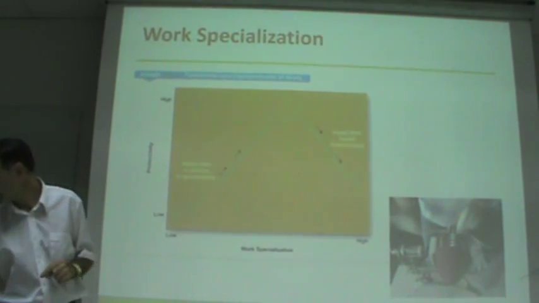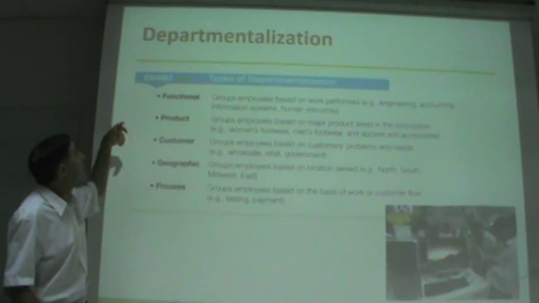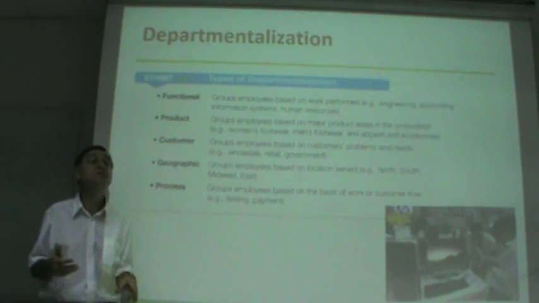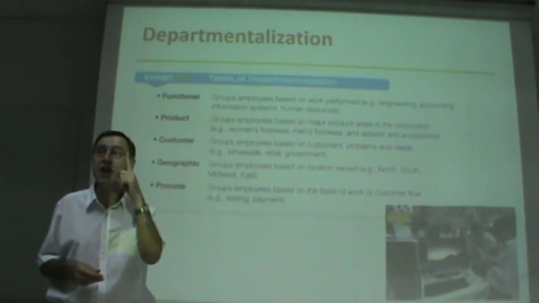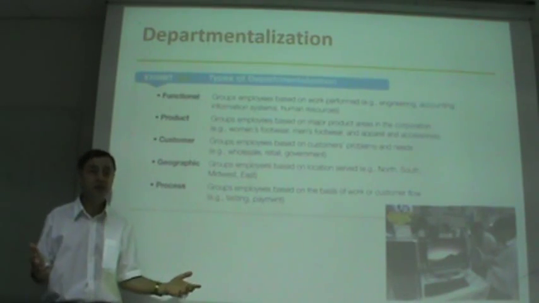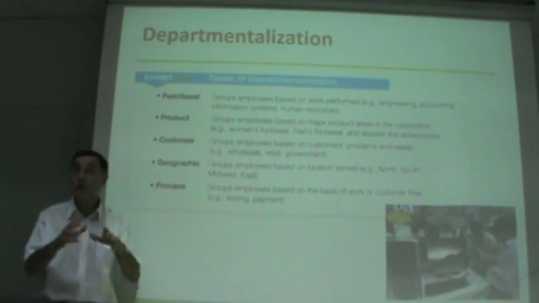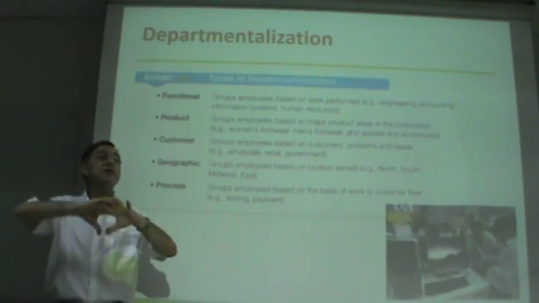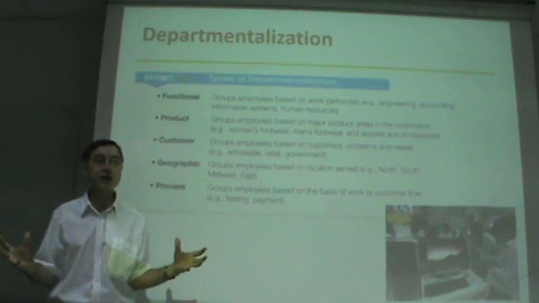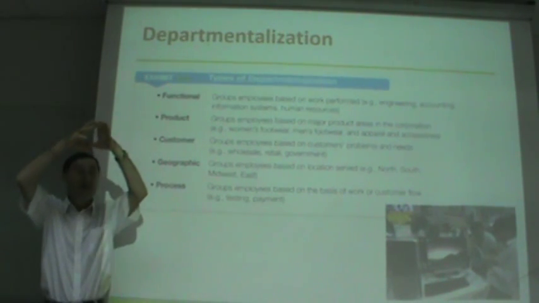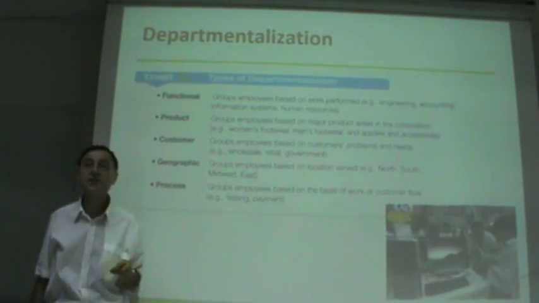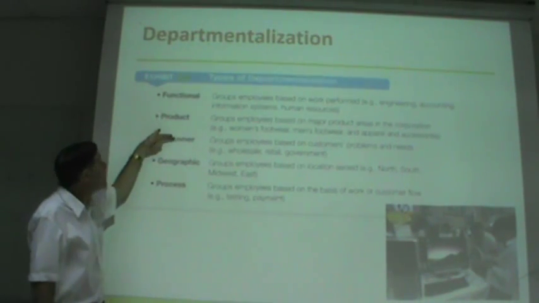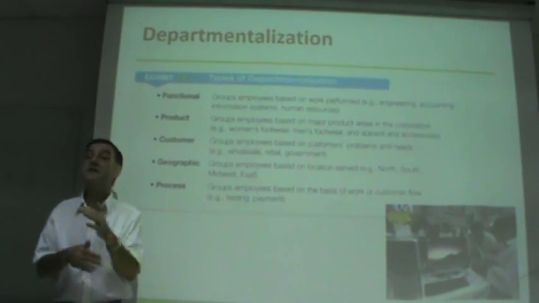That's number one. Number two is departmentalization. Everything in modern organizations, including government, is based on departments. A department is a particular unit inside the organization which has similar responsibilities. This is a little bit more complicated. You have five different ways that you can divide departments.